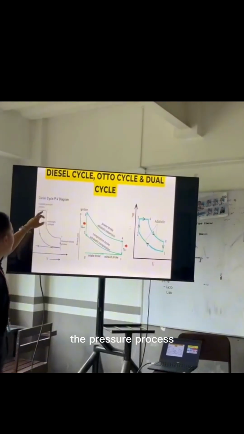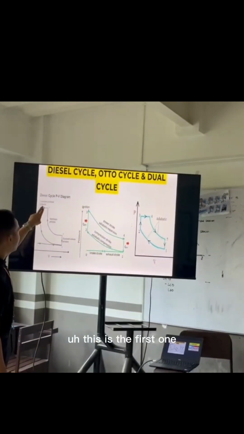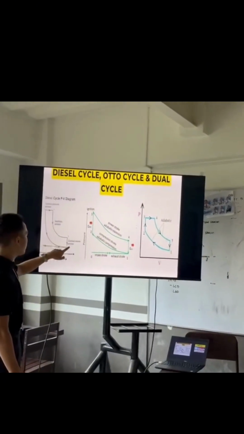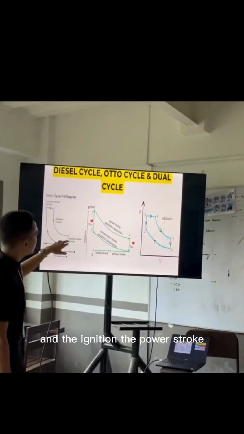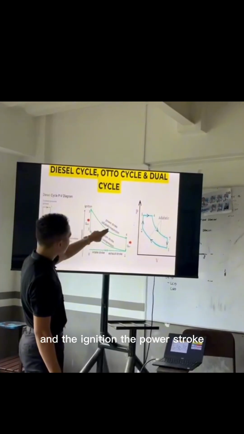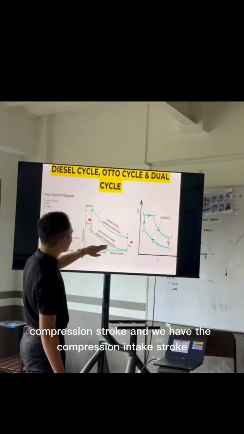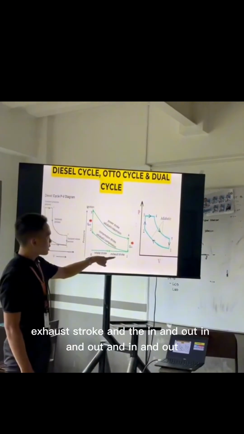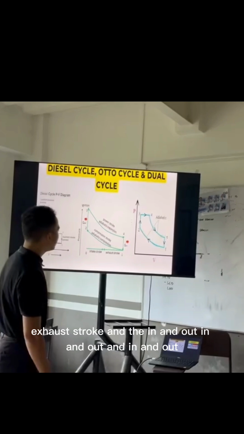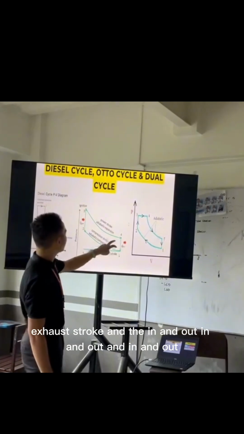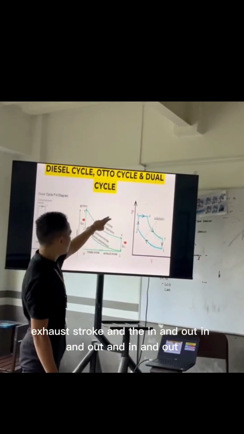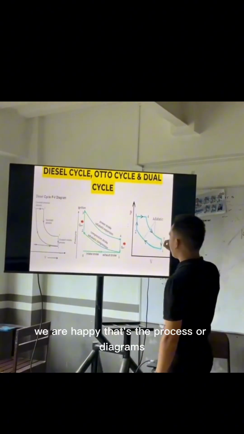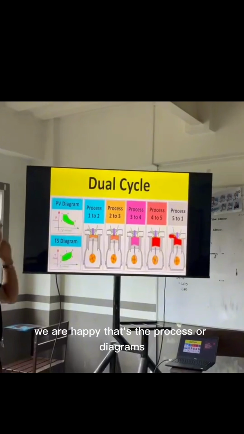Constant pressure process, this is the first one. The second one is the isentropic process, then the constant volume process, the ignition, the power stroke, the adiabatic expansion, the compression stroke, adiabatic compression, intake stroke, exhaust stroke, and the Q out and Q in. What is this? And the adiabatic type of process or diagrams.